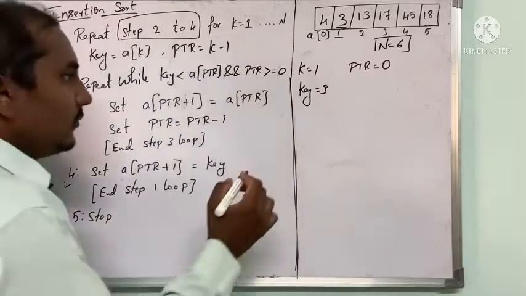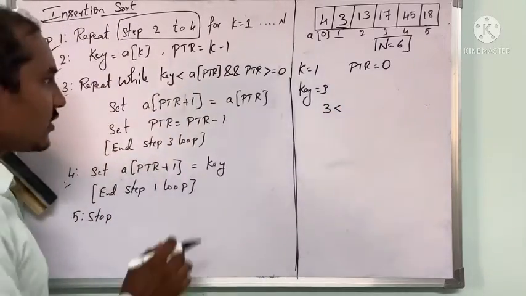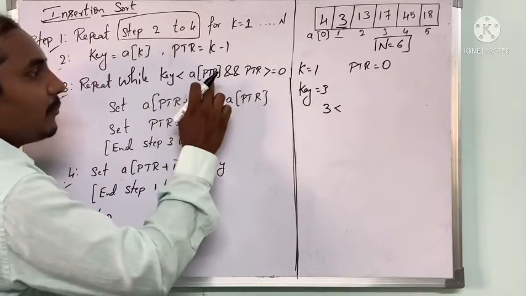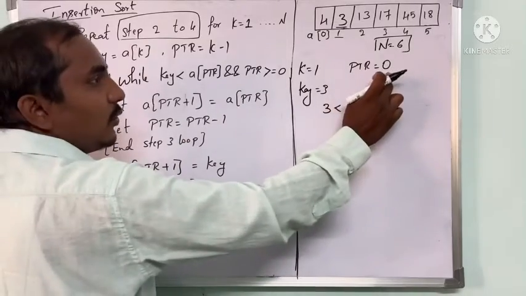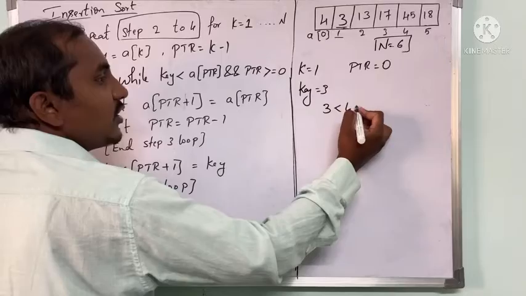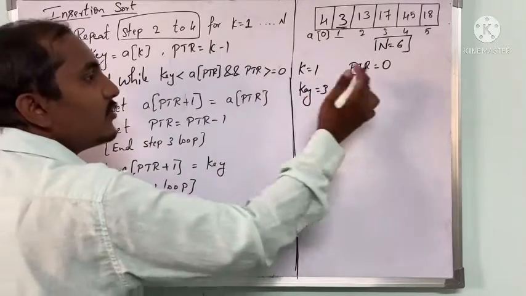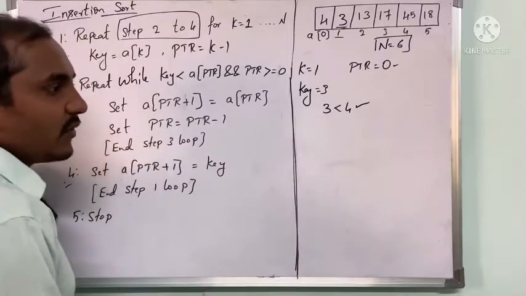That is, key value was 3, which is less than A of ptr. What is ptr value? It is 0. A of ptr, what do we have? 4. So this condition is true. And again, ptr is greater than or equal to 0. That is also true. It is 0.